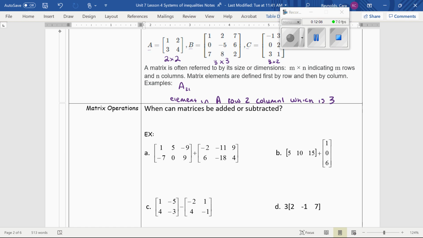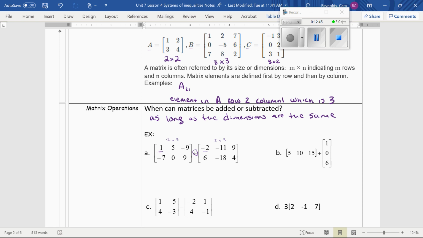Matrices can be added or subtracted together if we need to add or subtract that data, as long as the dimensions are the same. Like this is a 2 by 3 and this is a 2 by 3. We can go ahead and add those together. And to add them, we're just going to combine our elements that are in corresponding positions.